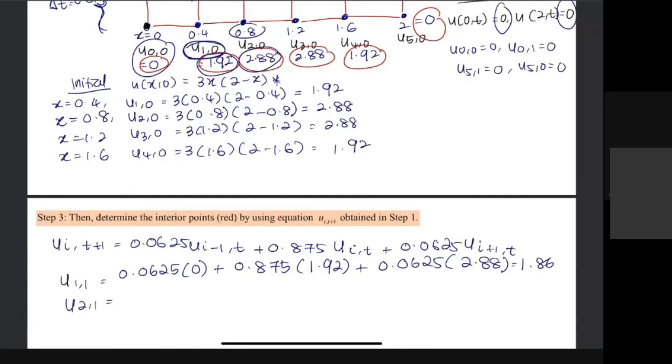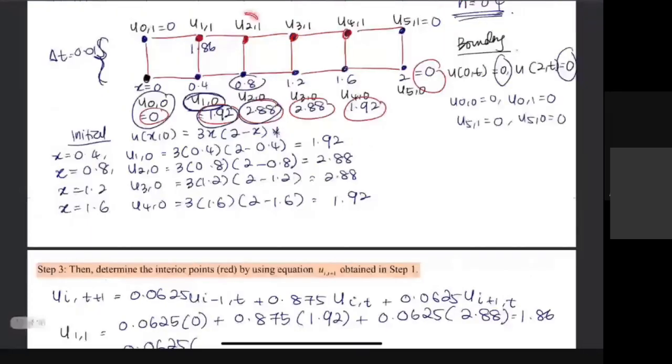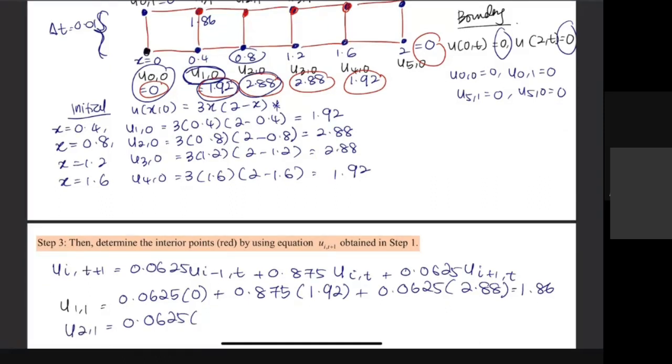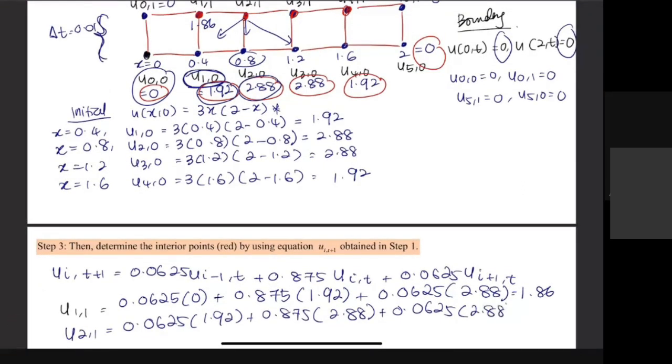U21: 0.0625 multiplied with the 3 values. You will use these 3. So 1.92 plus 2.88 plus 2.88, and that will become 2.76. So the temperature here is 2.76.